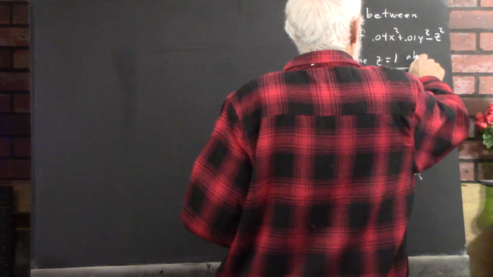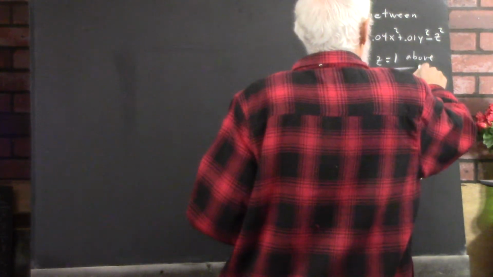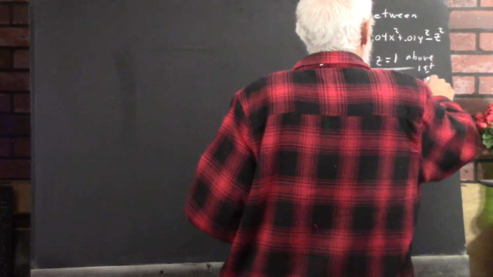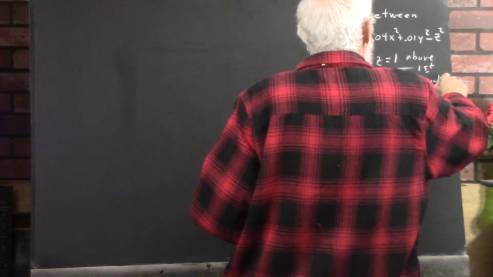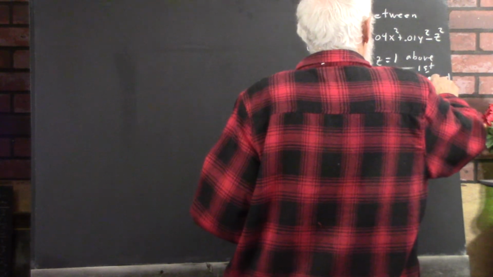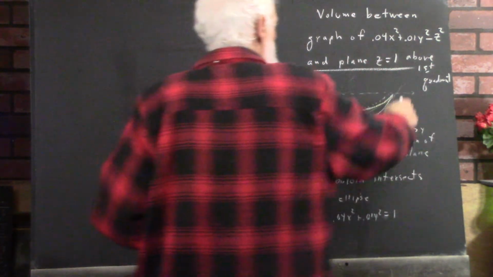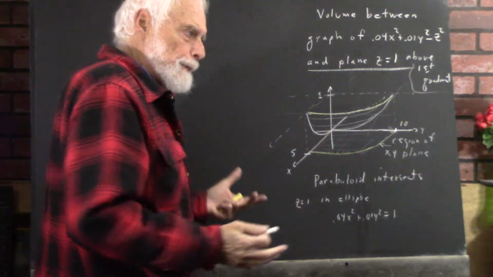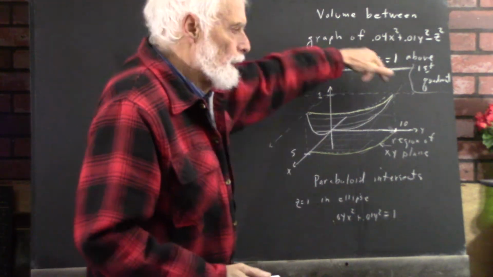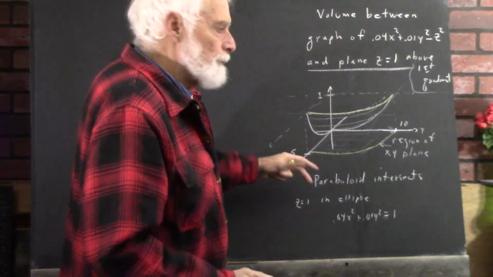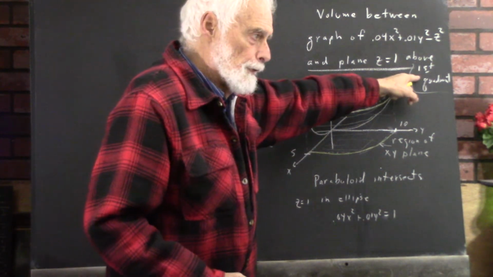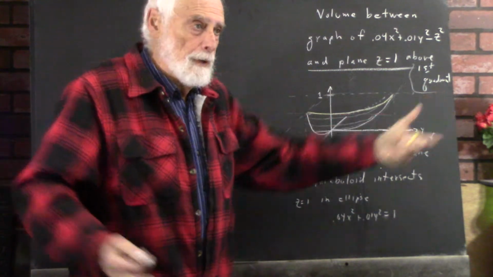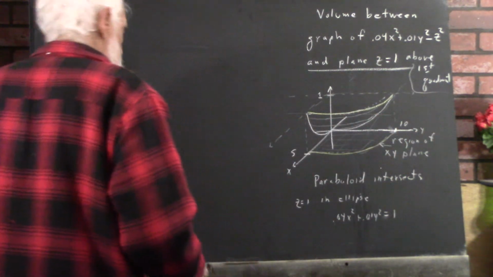I'm going to modify this. Can't read that word, but it's above the first quadrant. By the symmetry, if I want the volume of the whole paraboloid, I just multiply the volume in the first quadrant by 4 because it's going to be identical in every quadrant.